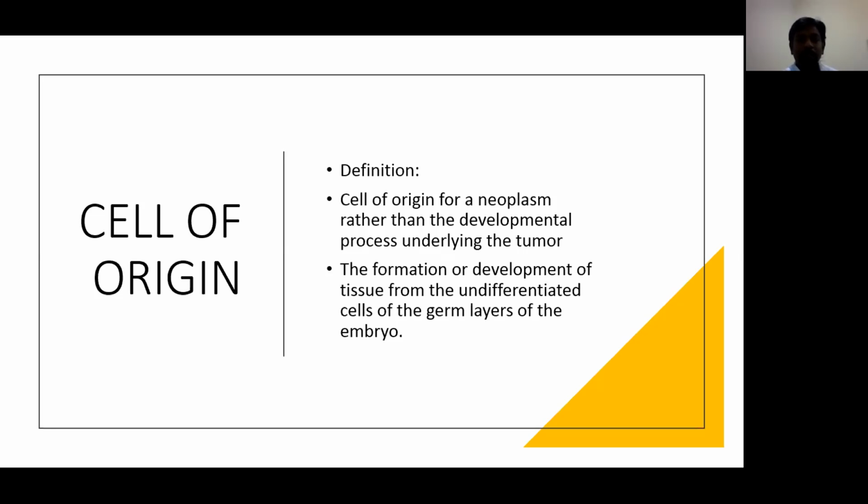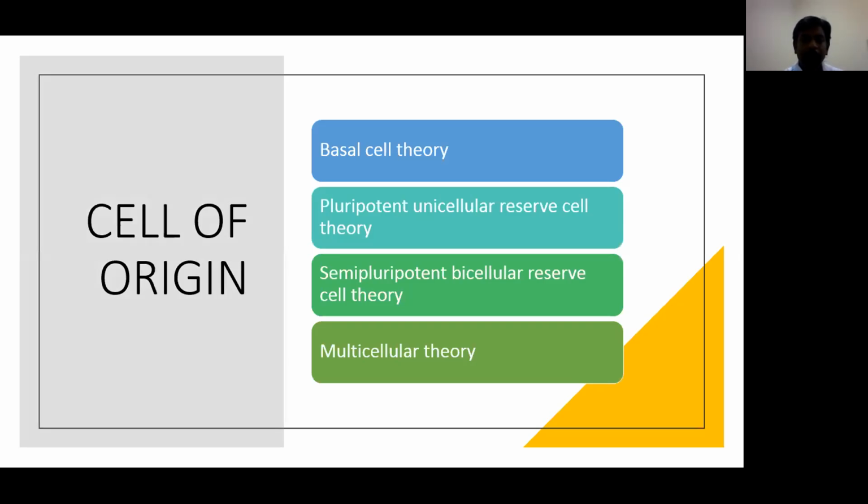The formation or development of tissue from the undifferentiated sets of the germ layers of the embryo. Okay. So there are so many theories involved in salivary gland neoplasms: basal cell theory, pluripotent, semi-pluripotent, bicellular reserve cell theory, multicellular. These are all not important for you. Just for the sake of completion, I'm saying all these things.